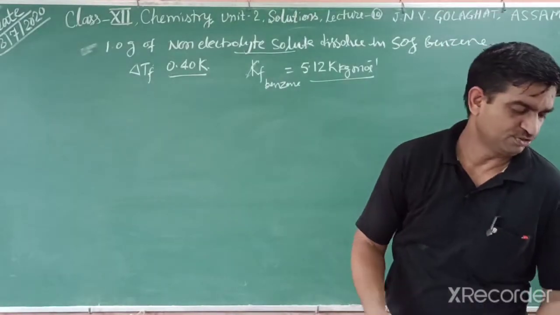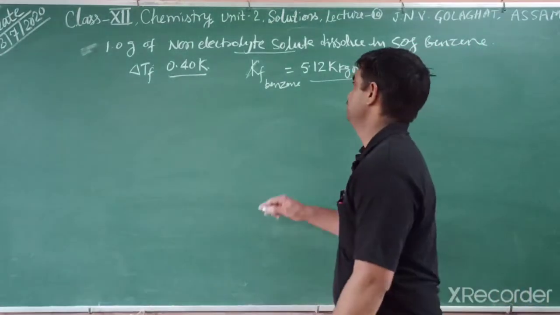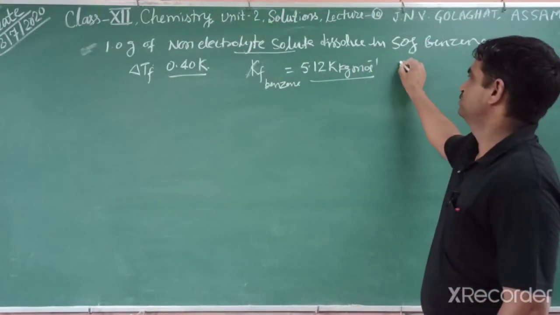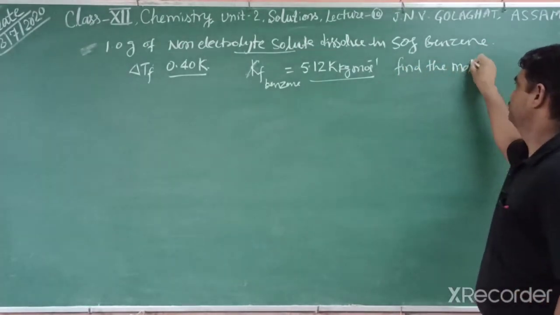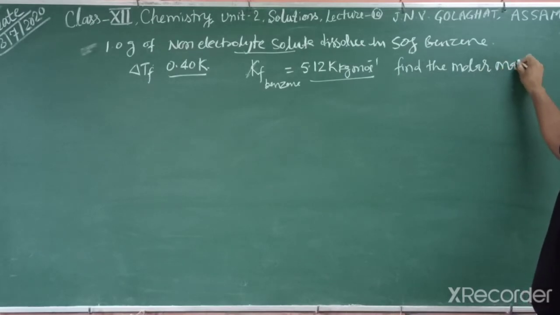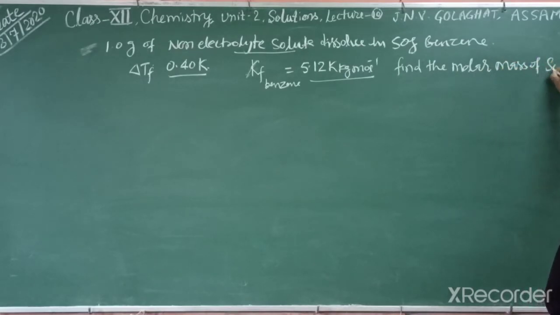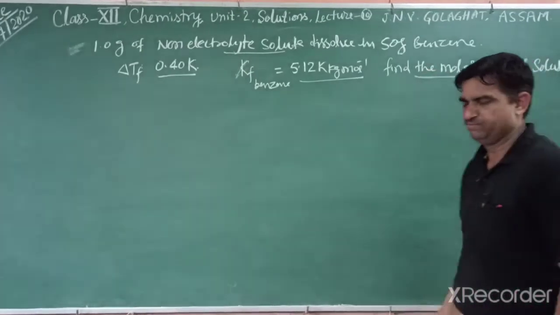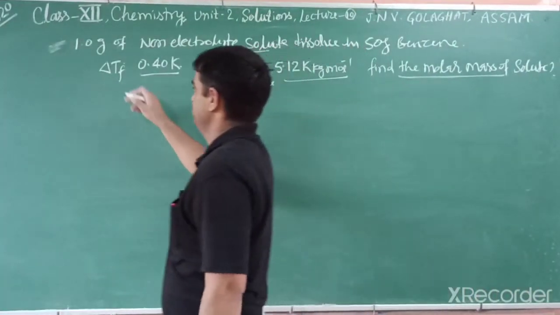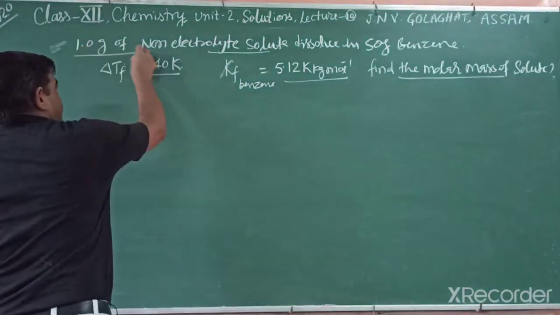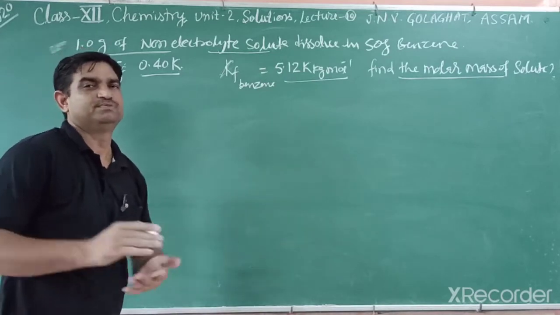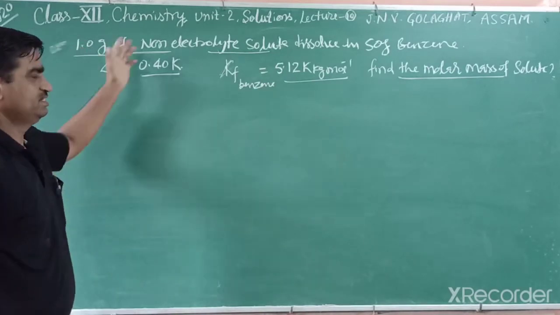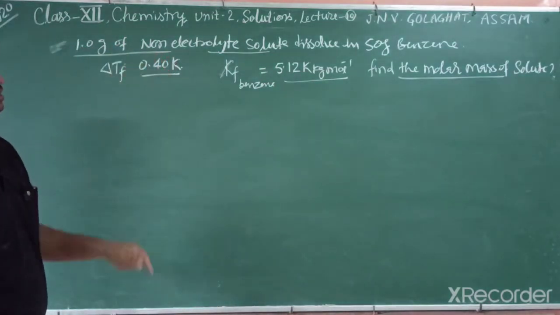Find the molar mass of the solute. The question is: find the molar mass of the unknown solute. So students, first we understand the numerical. The amount given is 1 gram of non-electrolyte solute dissolved in 50 gram benzene. First we understand what is given by this data.